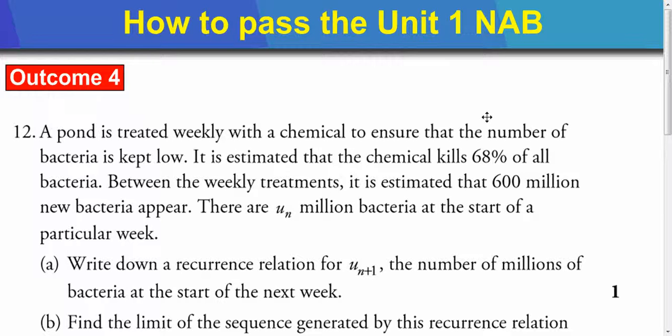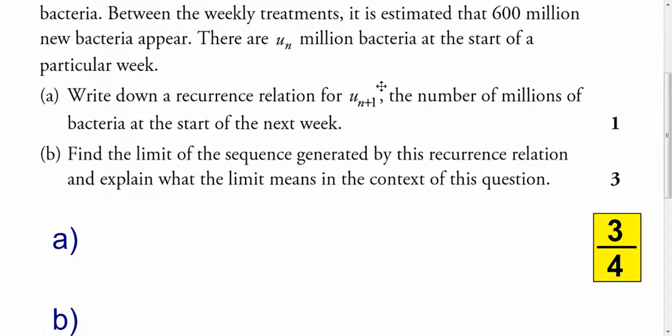In this final part of the NAB, we're going to look at how to pass outcome 4. So let's read the question. This is out of 4 marks and we need 3 to pass.